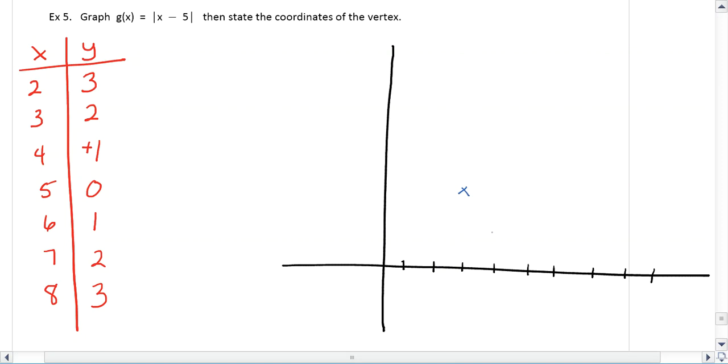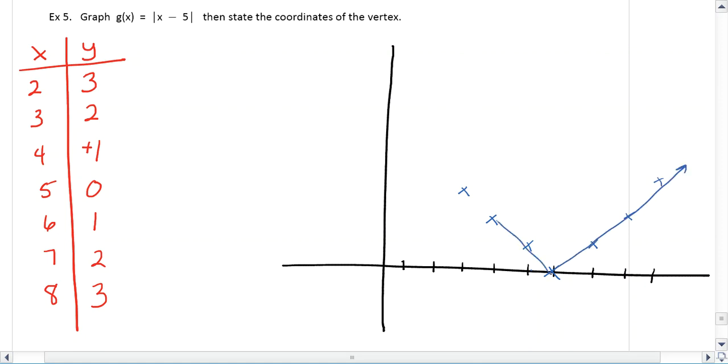At 3, we're down to 2. Here at 4, I'm up at 1. And at 5, I've reached the x-axis at 0. 6, back, we're up at 1. 7 to 2. And 8 to 3. And so now we notice this is a different translation.